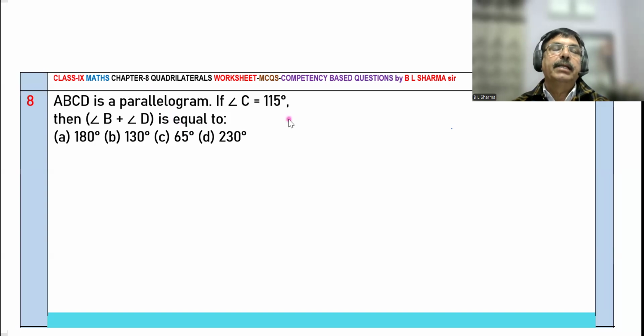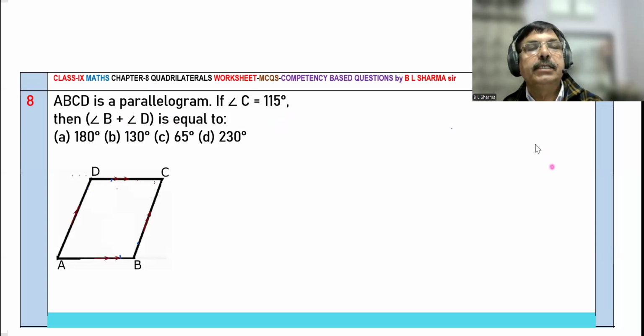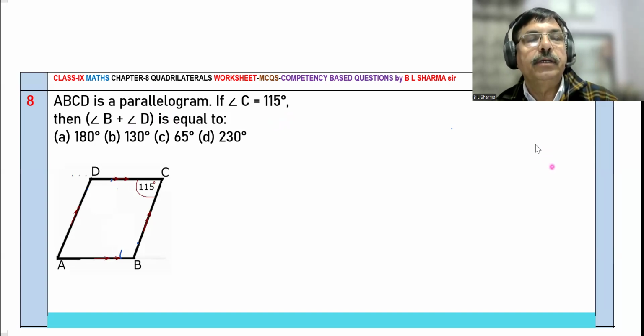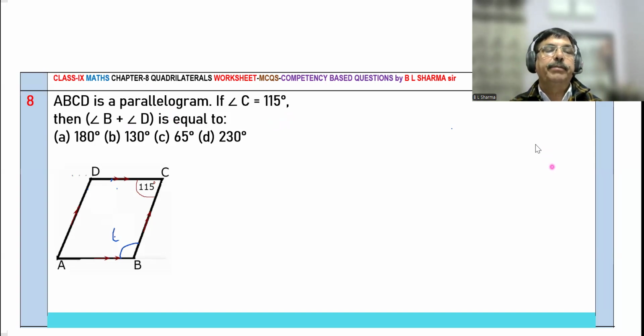ABCD is a parallelogram. Angle C is equal to 115 degree. Then what about angle B plus angle D? We have to visualize it. Angle C is equal to 115 degree. We know sum of two consecutive interior angles of a parallelogram is 180 degree. So angle B will be 65 degree. We also know that opposite angles of a parallelogram are equal. So angle D is also 65 degrees. So angle B plus D will be equal to 130 degrees. So B is the correct option.